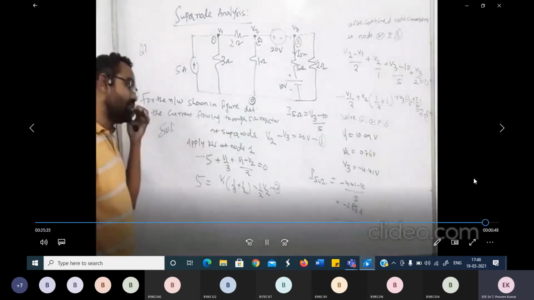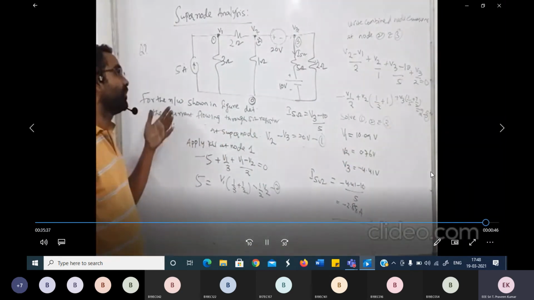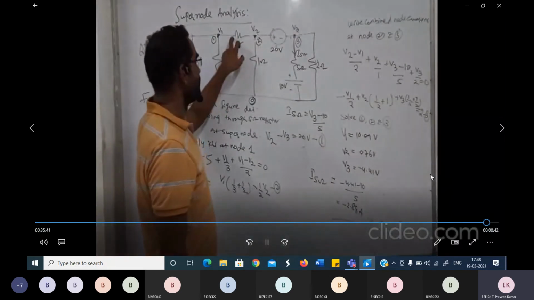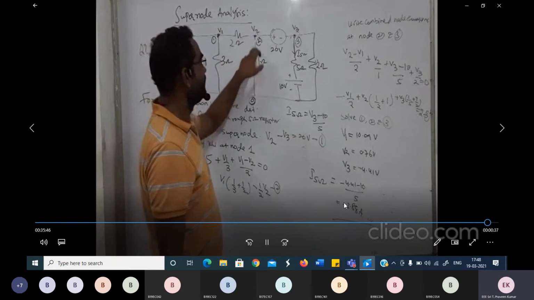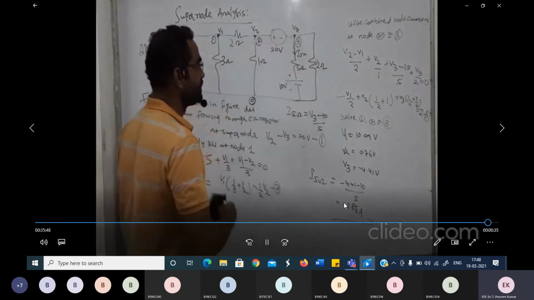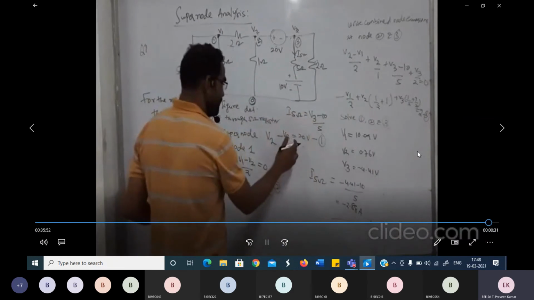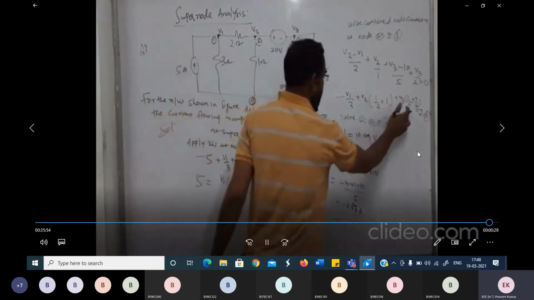Now please also go through your concept of supernode analysis. Maybe I have written your equations here as V2 by R2, but it has to be V2 minus V1 by R2, right? Then V2 by R3, then this one, this equation. So this is your correct equation only, right? So you have equation 1, equation 2, equation 3.